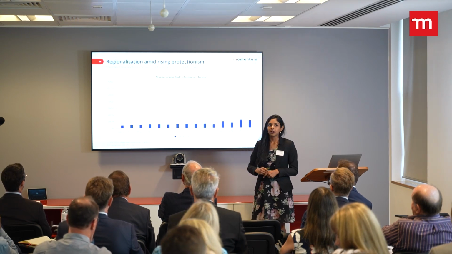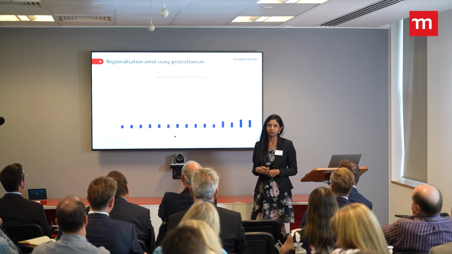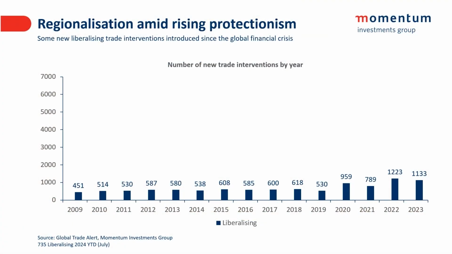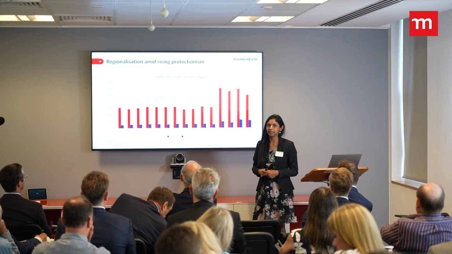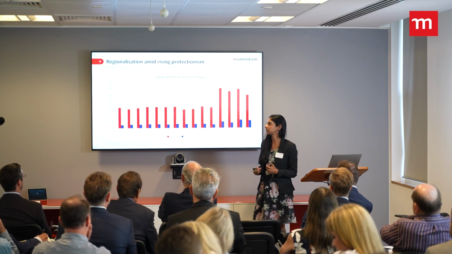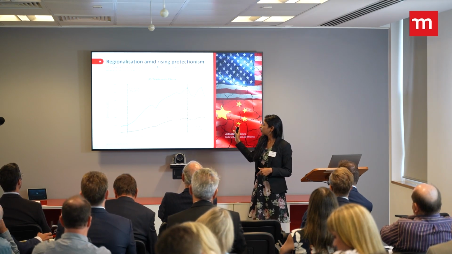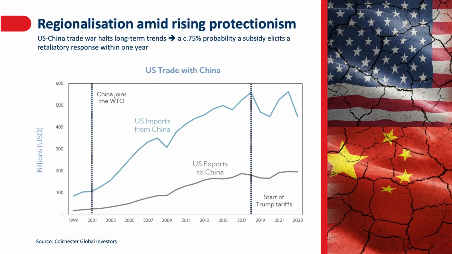We're also seeing this playing out in terms of the trade interventions that are coming through on a global basis. Yes, there has been an increase in the number of trade interventions that are liberalizing for trade. But if we look at the ones that are harmful for trade, these have far exceeded those that are liberalizing, particularly post the COVID-19 dynamic that's played out and shifted global supply chains. A lot of that has been because of the trade wars between the US and China. And so this long-standing trend of the US importing and exporting more from China has now actually come to an end, and we're seeing a bit of stabilization here.